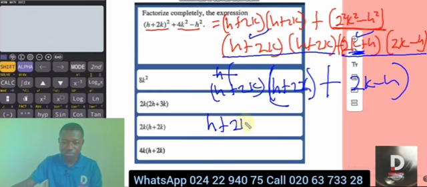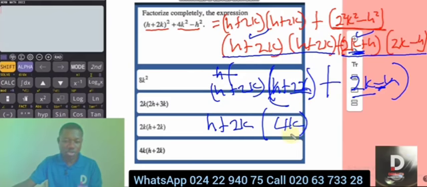Now let's go further. H plus 2k outside into bracket. We can simplify those inside. This is h and this is minus h. They cancel each other, giving us what? 0. Do you agree? H minus h, 0. 2k plus 2k gives us 4k.